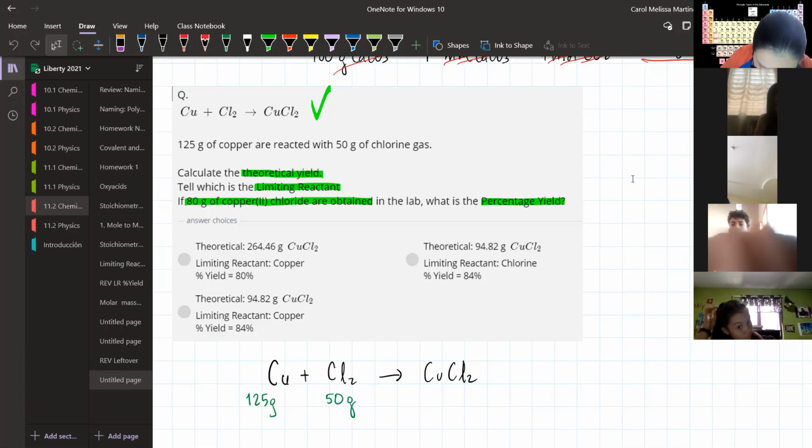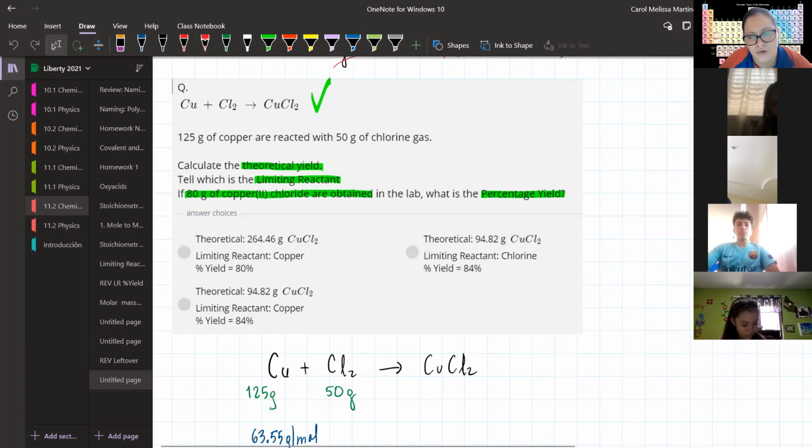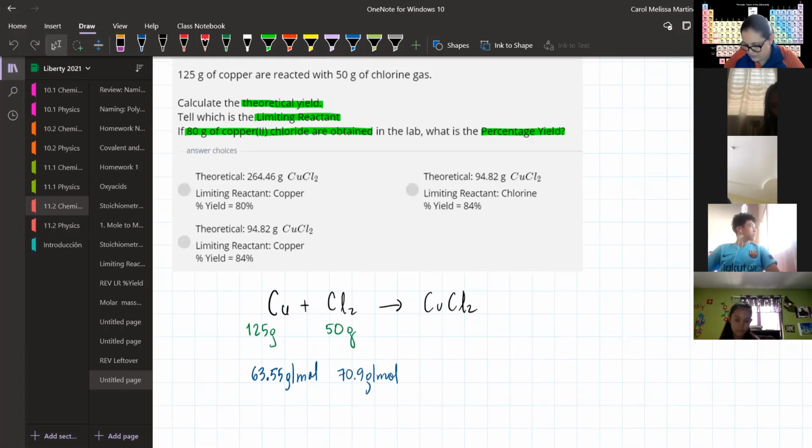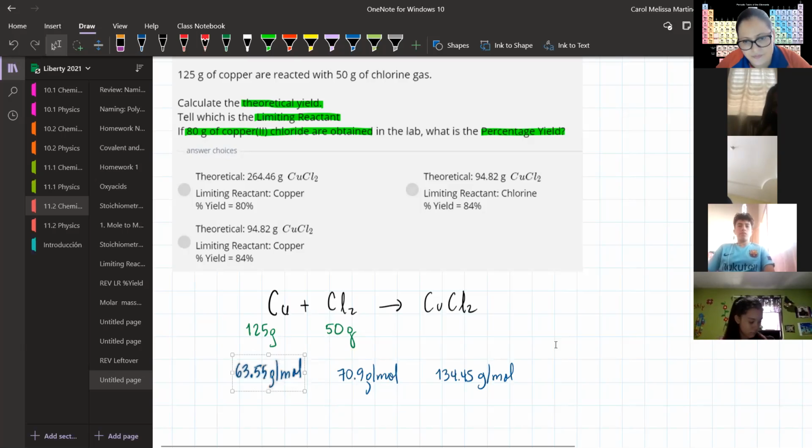And I have the molar masses: copper is 63.55 grams per mole. Chlorine, I have 2 chlorines because it's diatomic, so I have 70.90 grams per mole. And copper chloride will be the addition of the two, 134.45 grams per mole. Those are my molar masses. I'm not going to do the procedure for that because of the time, and I think that you already know how to get it.